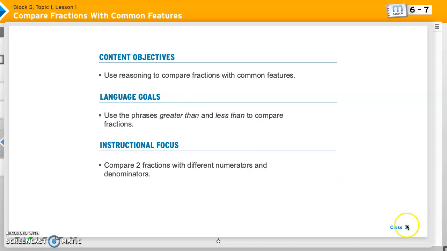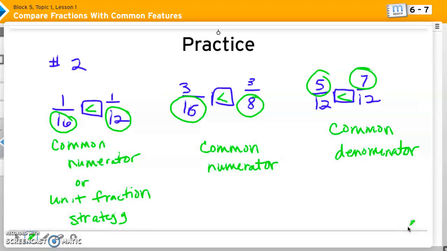So here are the answers. I hope you tried it ahead of time. The first one, we have a common numerator or the unit fraction strategy. That means we need to focus on the denominators, 16ths or 12ths. If I cut that cake into 12 pieces, they're bigger pieces than if I cut that cake into 16.